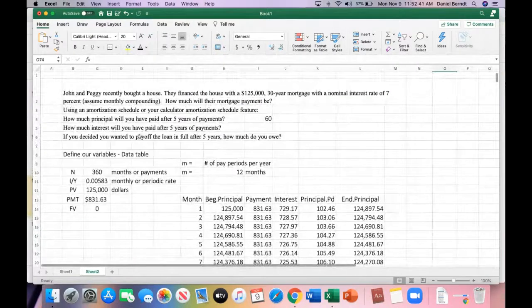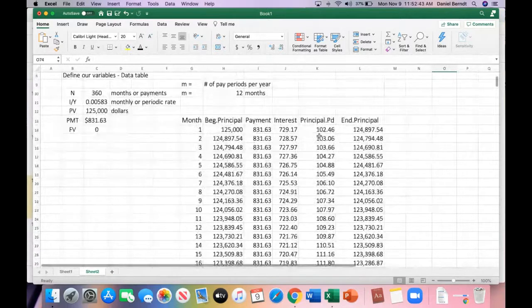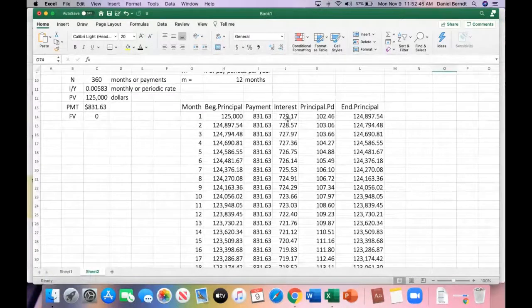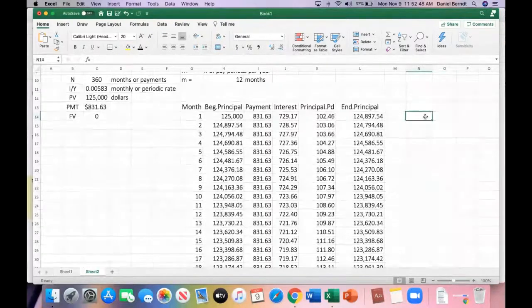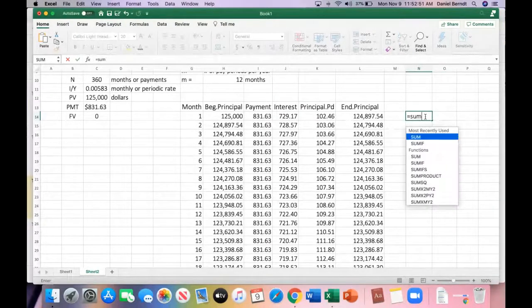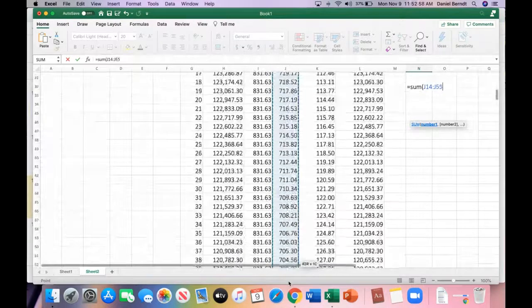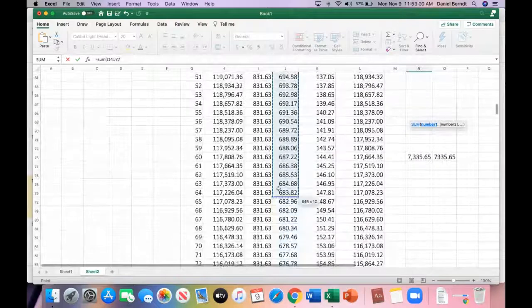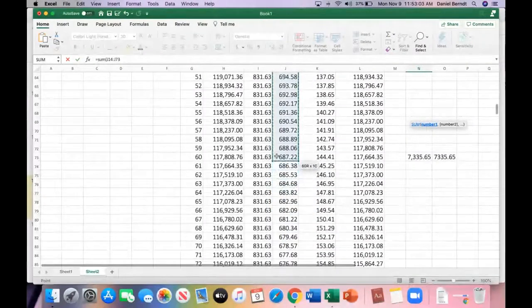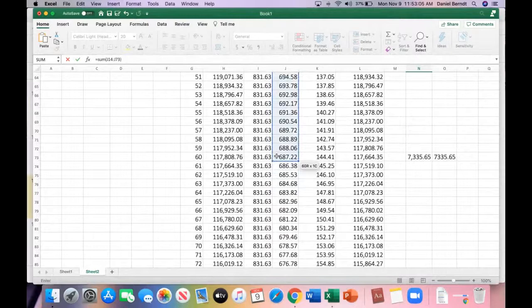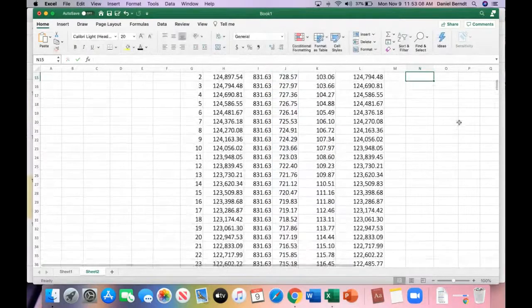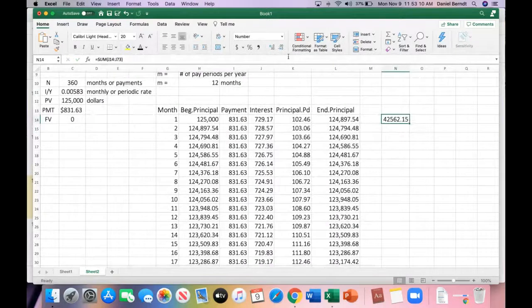And it says how much interest will you have paid after 5 years? Well, again, we would probably want to use a sum formula. We would want to start right there. So it doesn't matter where my formula is, I can go sum, okay? And so I can grab right there and just go straight down my column to payment 60, which is right there. And then close parentheses and then hit enter. And so I have paid $42,000 in interest at that point in time.